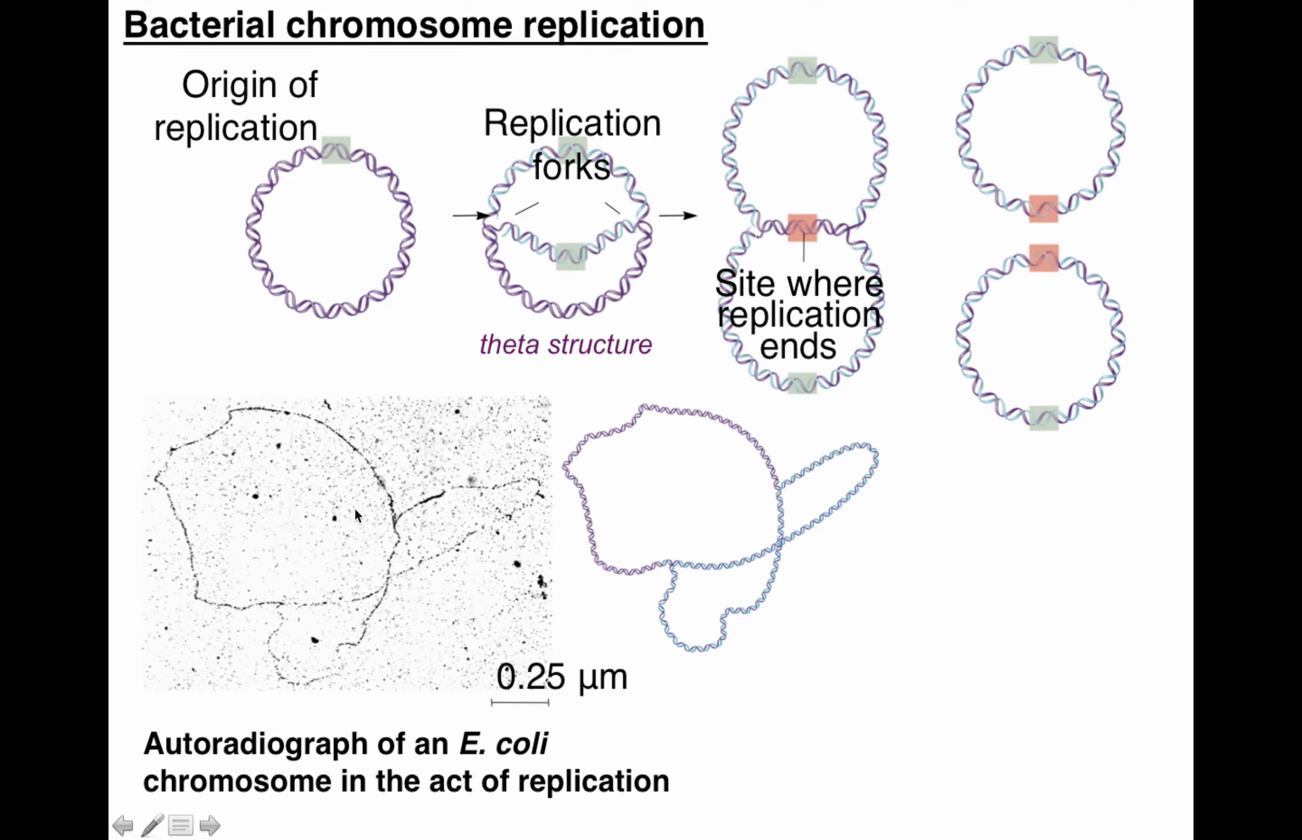If you radioactively label the nucleotides that are the precursors to DNA synthesis, you can use a photographic emulsion to detect that DNA structure. And this is exactly what this is. This is an actual autoradiograph of an E. coli chromosome in the act of replicating. And this is the interpretation here. So this theta structure here resembles this theta structure up here.